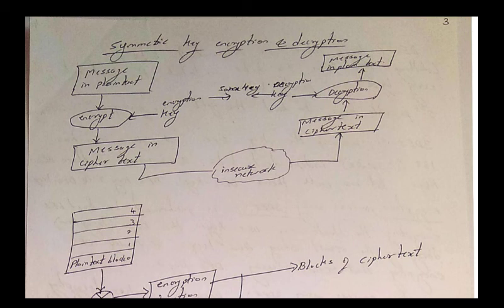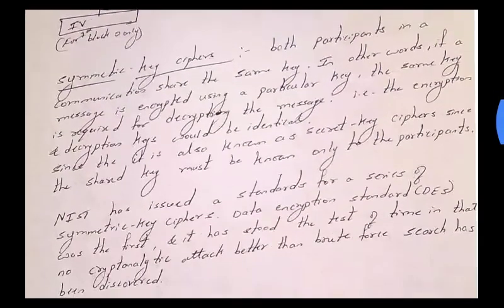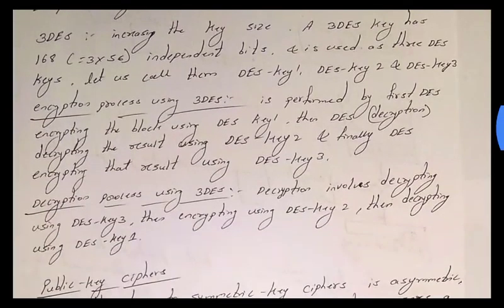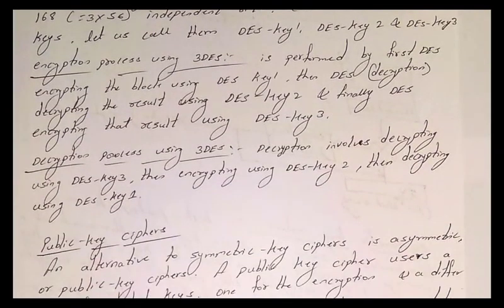Now the encryption process using 3DES is performed by first DES encrypting the block using DES key 1, then DES decrypting the result with DES key 2, and finally DES encrypting the result using DES key 3. This is how it is going to be used. I am going to explain the encryption process using 3DES once again, so listen carefully.